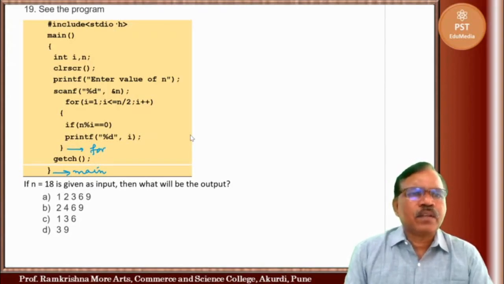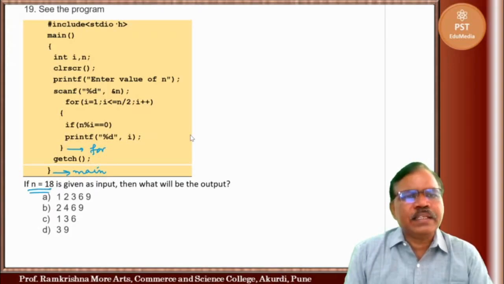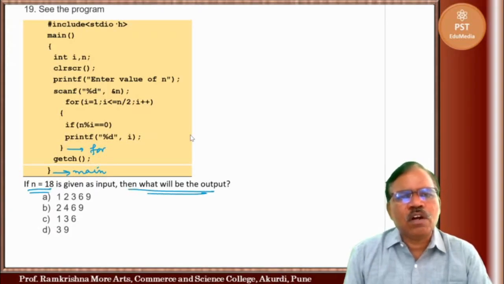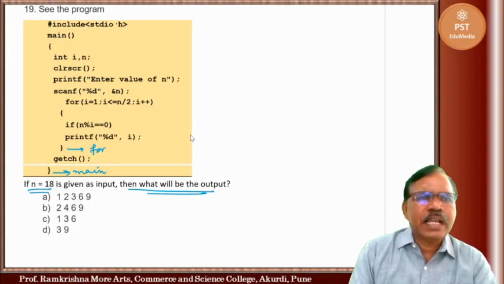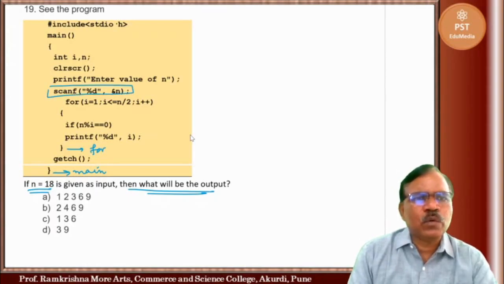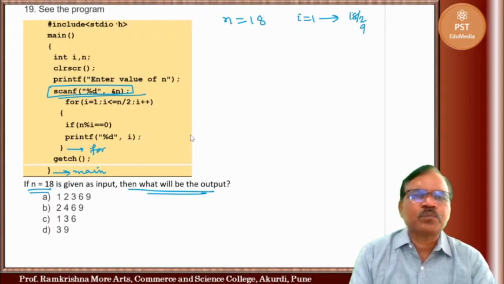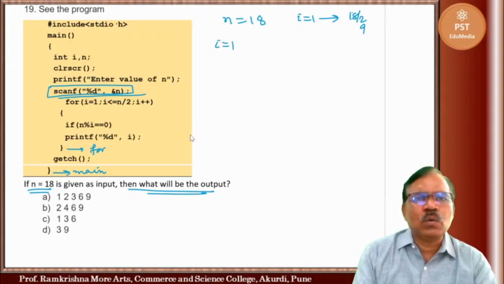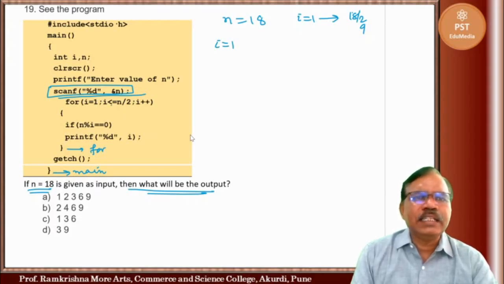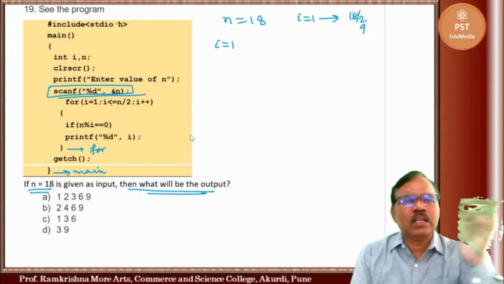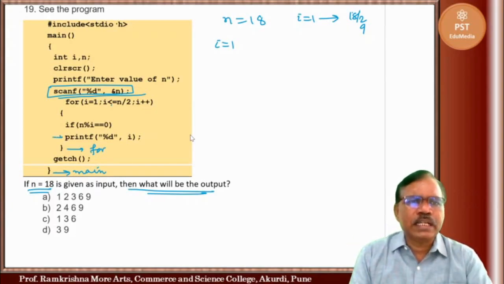So here if n equal to 18 is given as input, then what will be the output? It is scanf statement. So we have to give value of n. So if n is equal to 18 is given, now this loop i equal to 1, it will go up to n by 2, means 18 by 2 means 9. So first i equal to 1, condition is true. If n % i equal 0, no. So this statement is not executed.